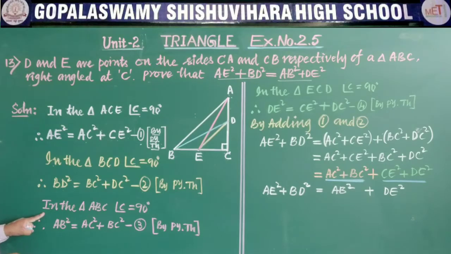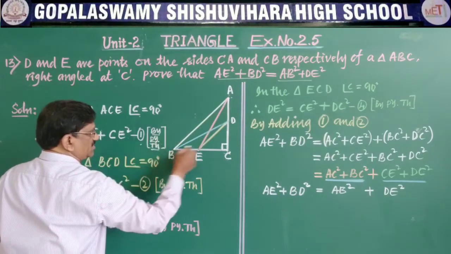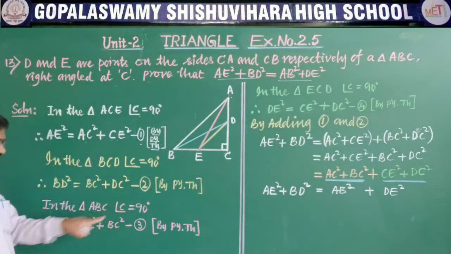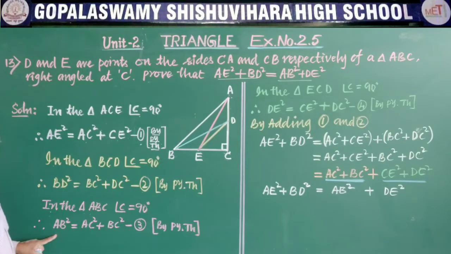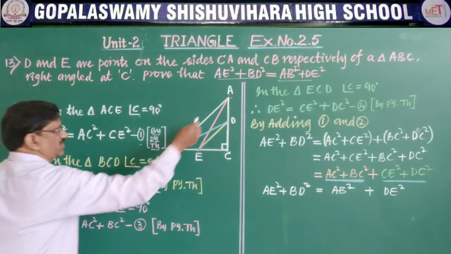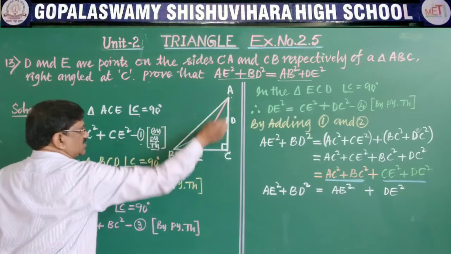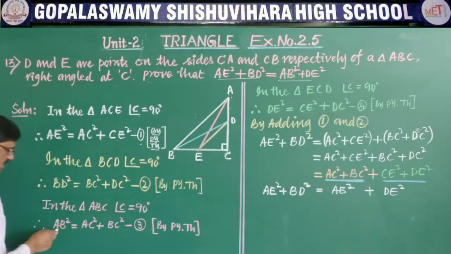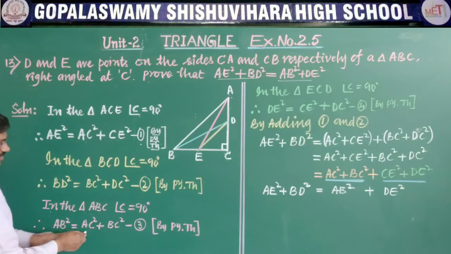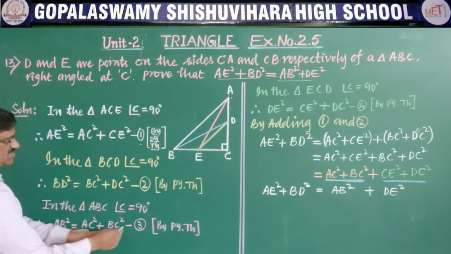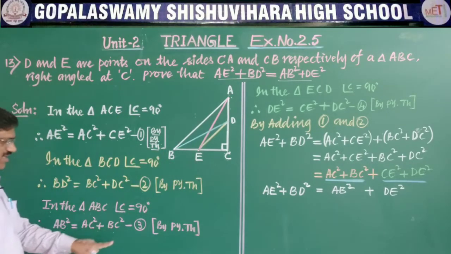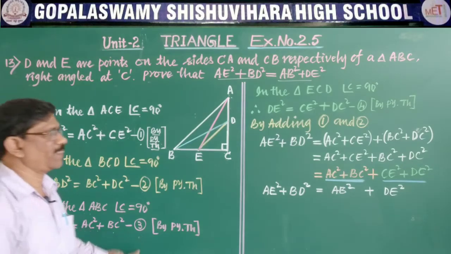Similarly, if you apply Pythagoras theorem for the triangle ABC, in the triangle ABC, C is the right angled vertex here. By applying Pythagoras theorem, we can write AB square is equal to AC square plus BC square. This is equation 3, children.